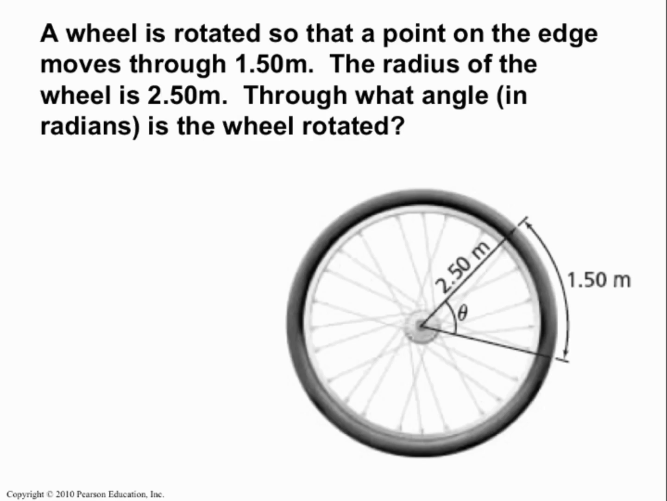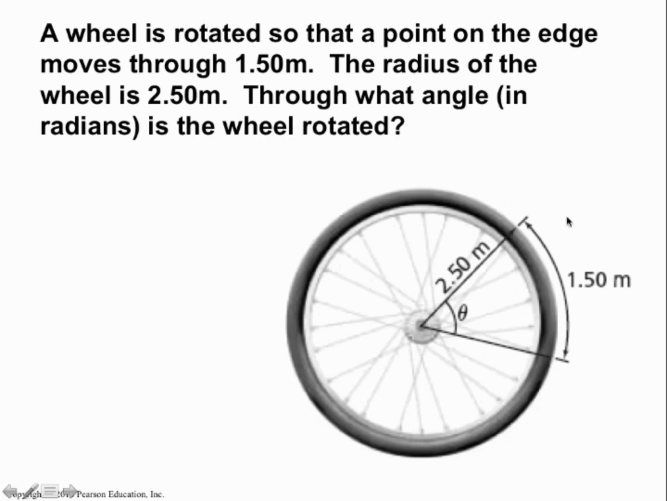All right, practice problem. A wheel is rotated so that a point on the edge moves through 1.5 meters. The radius of the wheel is 2.50 meters. It's a pretty big wheel, as you can imagine. You know, if the meter is about 3 feet or so, we're talking about a pretty big wheel. Through what angle in radians is the wheel rotated?